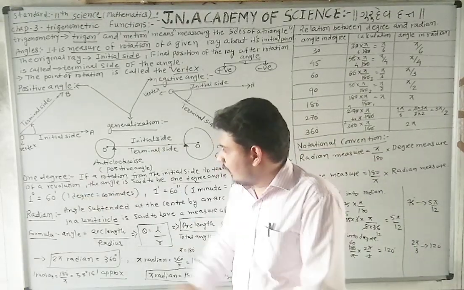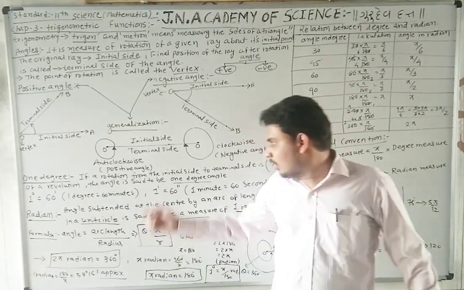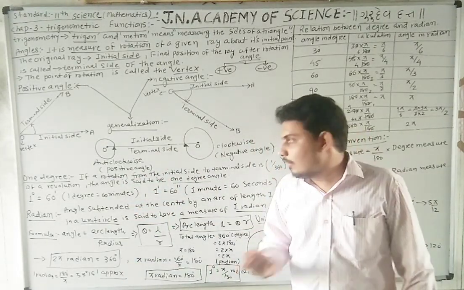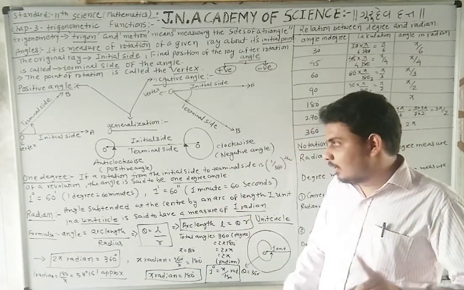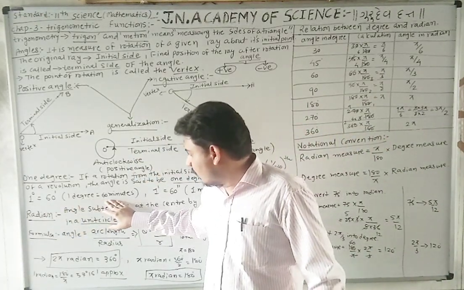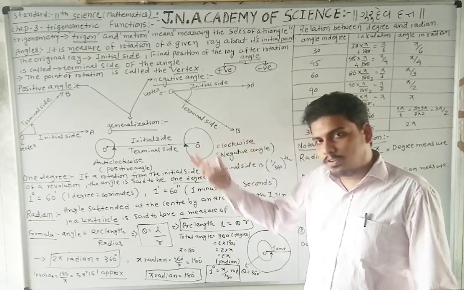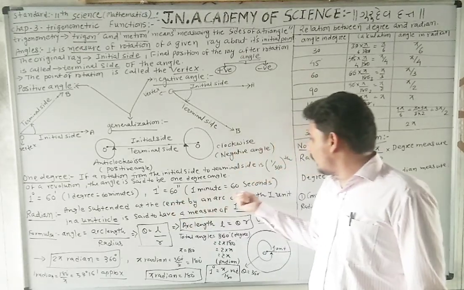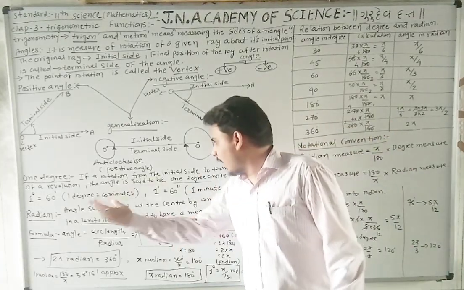Now, 1 degree. What is 1 degree? That is important. If the rotation from the initial side to the terminal side is 1 upon 360 of a revolution, then we say the angle is 1 degree. 1 degree is equal to 60 minutes. So what does 1 minute mean? 1 minute is equal to 60 seconds. This is about how to convert degrees into minutes and minutes into seconds.